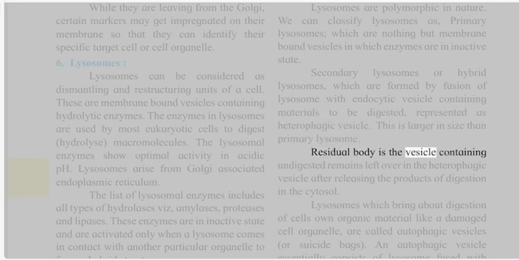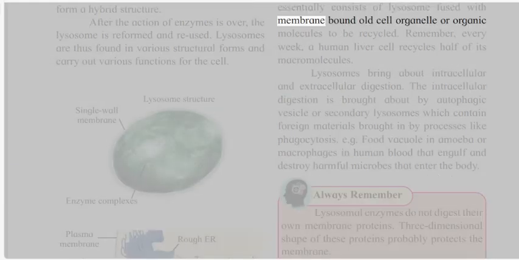Residual body is the vesicle containing undigested remains left over in the heterophagic vesicle after releasing the products of digestion in the cytosol. Lysosomes which bring about digestion of cell's own organic material, like a damaged cell organelle, are called autophagic vesicles, or suicide bags. An autophagic vesicle essentially consists of lysosome fused with membrane-bound old cell organelle or organic molecules to be recycled.